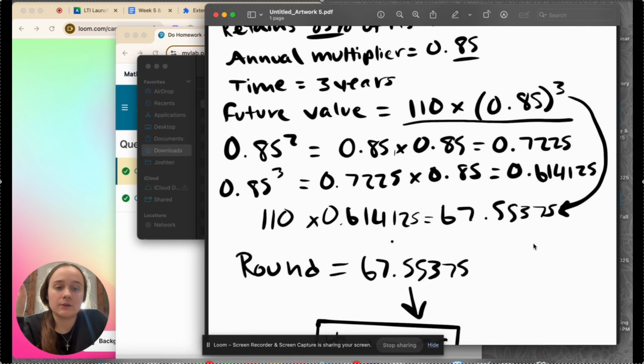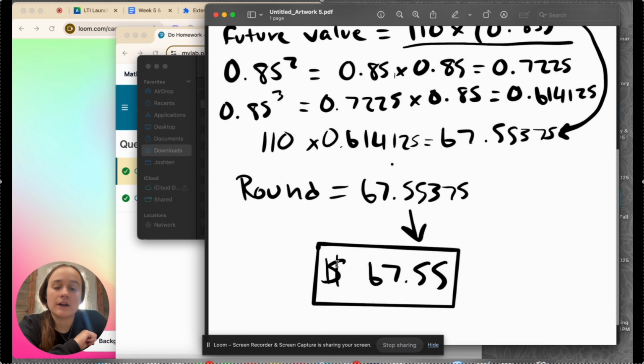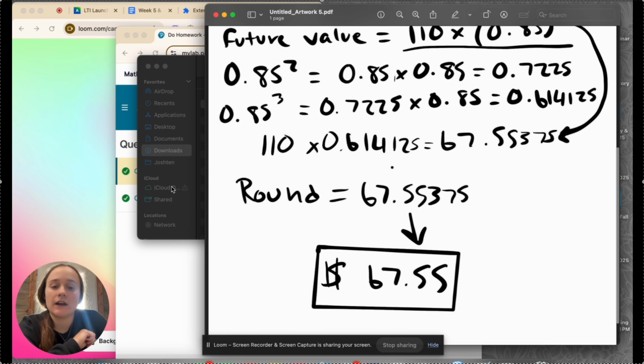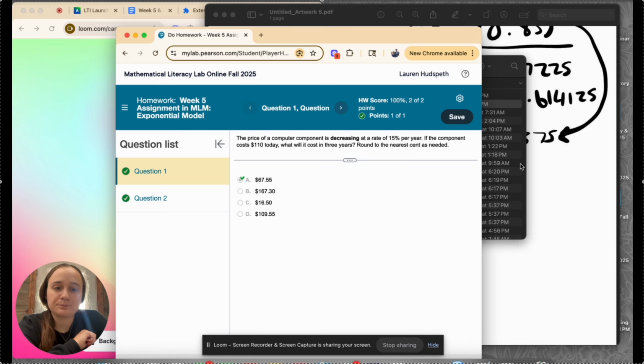And after you multiply that, you get 67.55375, and you would round 67.55375, and you would get $67.55 as your answer, as you can see right there.